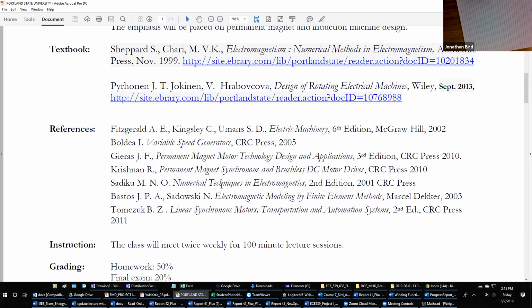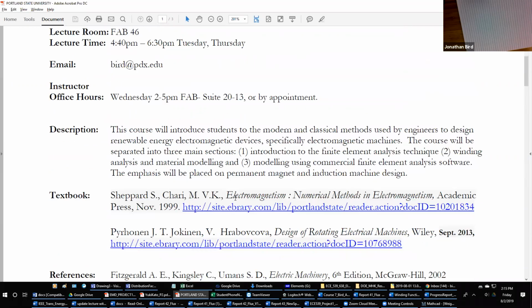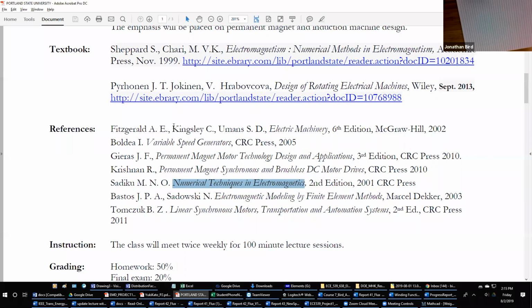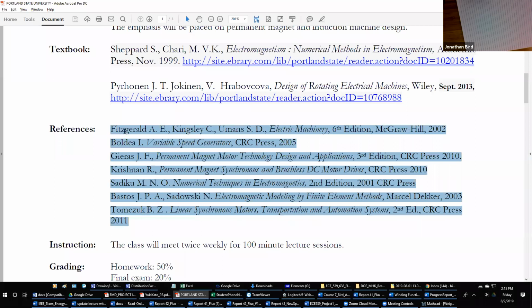This one's another numerical modeling of electric machines. No, sorry, not electric machines. This is numerical modeling of, yeah. So these are a good range of books. I believe these are listed on the CUSP website, so you can take a look on there.